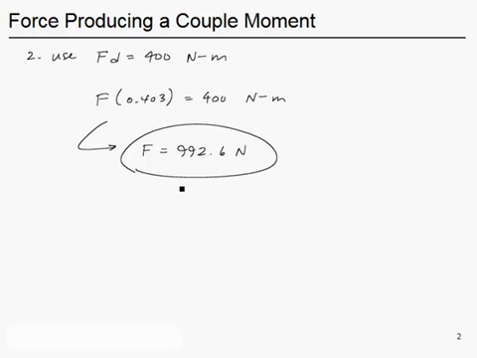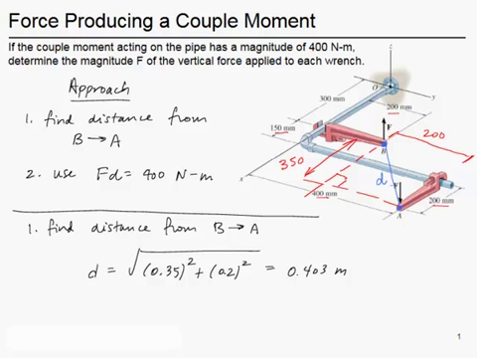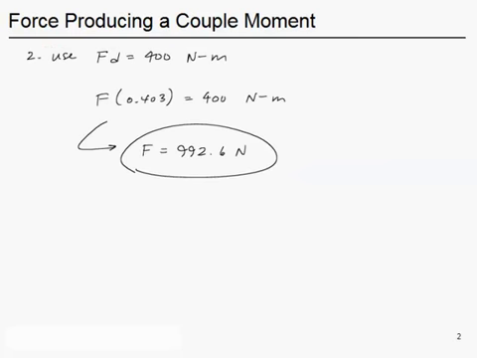Let's review what we did. This whole problem is about couple moments. With couple moments, the key parameter that we need to know is the distance between the application points of the force. In this case, those points are labeled A and B, and I am calling that distance D. By using a little bit of trigonometry on the figure, we could figure out what D was, propagate that through to the solution, and find out that F is equal to 992.6 newtons.